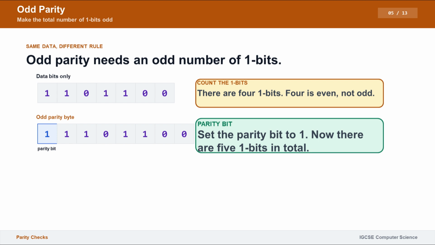Odd parity. Now use the same data, but this time the system is using odd parity. The data still has 4 1 bits. 4 is not odd, so the parity bit must be set to 1. That gives 5 1 bits in total, which is odd.